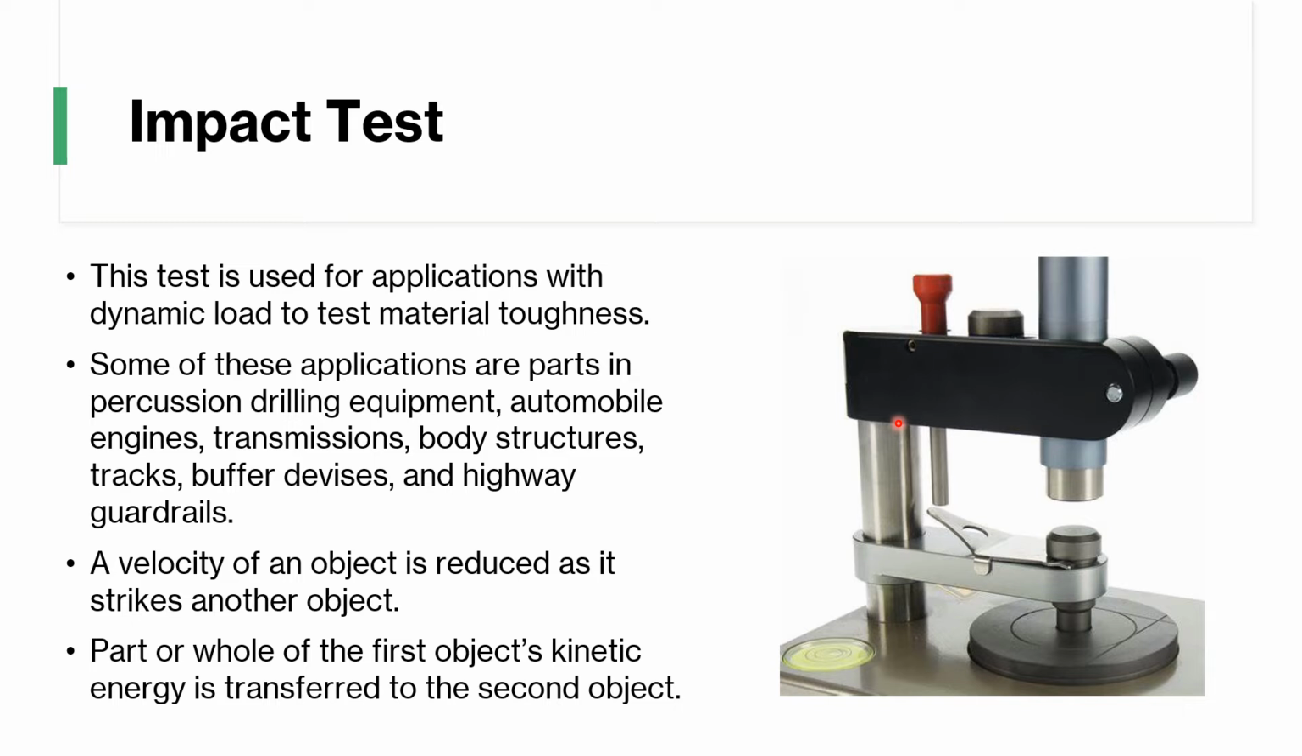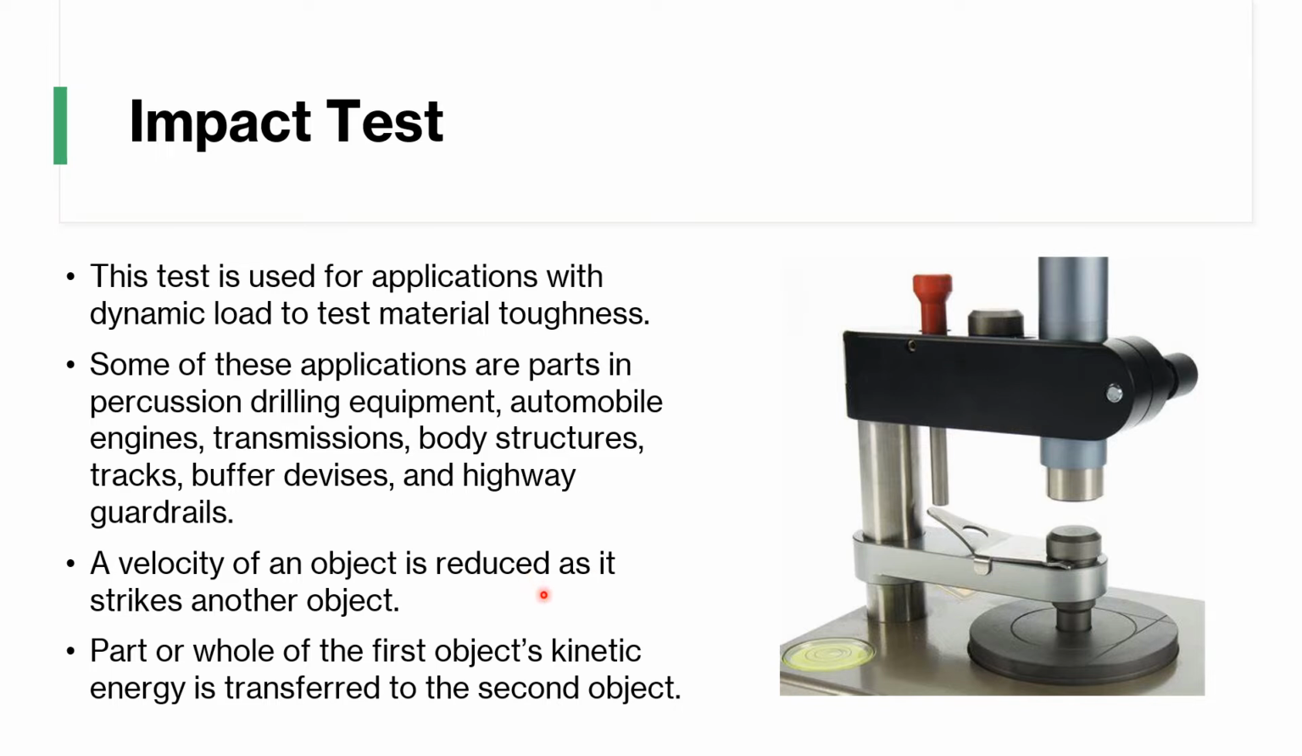Alright, the next test is your impact test. This test is used for applications with dynamic load to test material, and we're testing toughness. Some of these applications are parts in percussion drilling equipment, automobile engines, transmissions, body structures, trucks, buffer devices, and highway guard rails. The velocity of an object is reduced as it strikes another object.